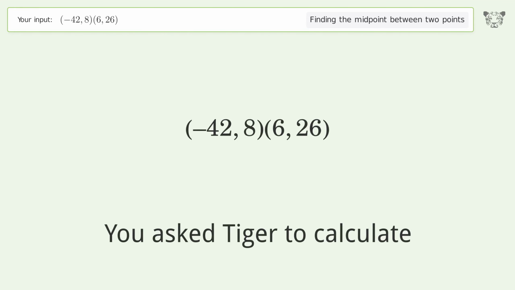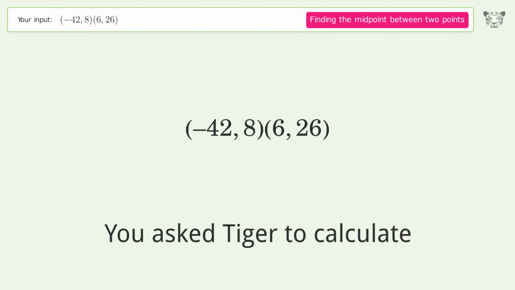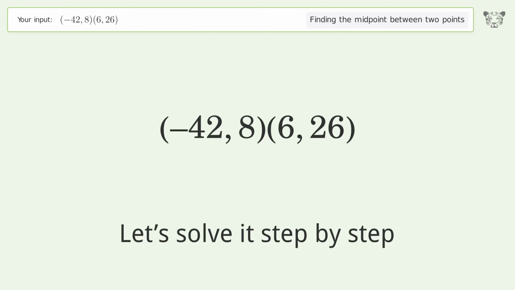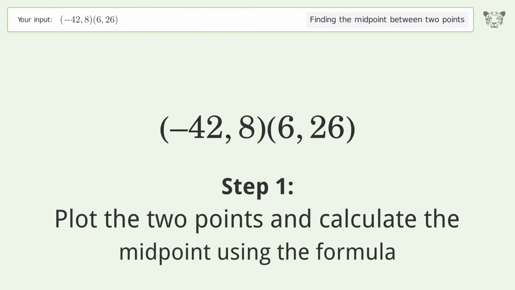You ask Tiger to calculate. This deals with finding the midpoint between 2 points. The midpoint between the 2 points is negative 18, 17. Let's solve it step by step. Plot the 2 points and calculate the midpoint using the formula.